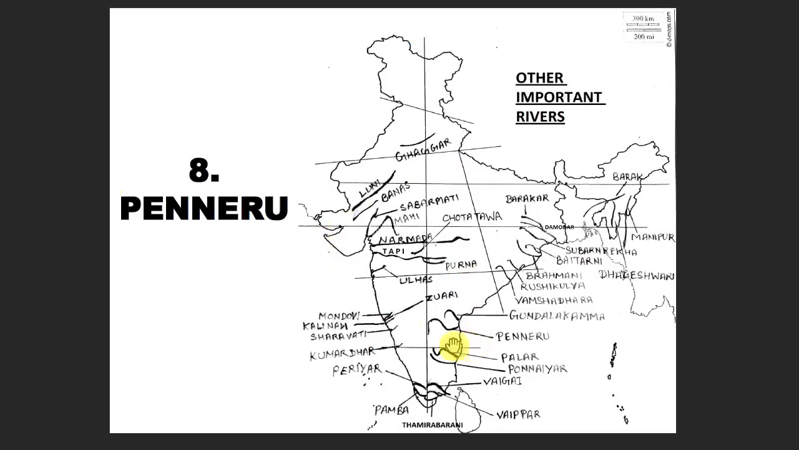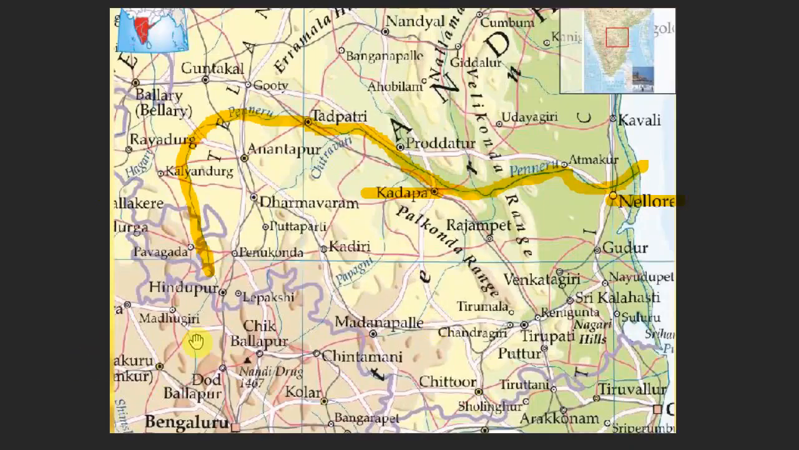Penneru River. Again we are moving further northwards into the Andhra Pradesh region. This also originates from near the same region, the Chikballapur, Nandidurg Hills region, and it flows through the important Kadapa region, which is geologically very important, and cuts across the Palkonda range and the Vellikonda range. So these are the hills of Andhra Pradesh. So we have Nallamala, and just north of it we would have the hills of Orissa. So the river drains near Nellore in Andhra Pradesh.